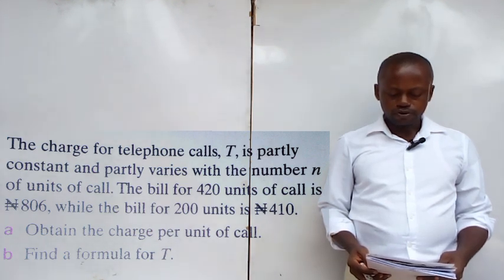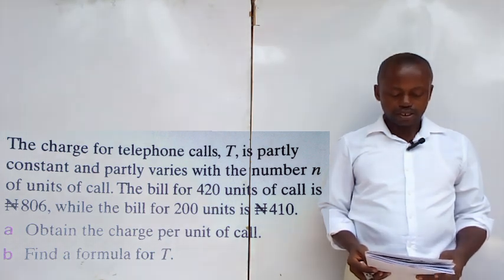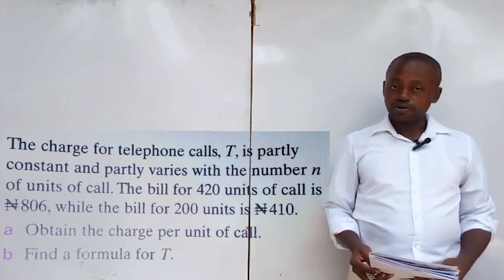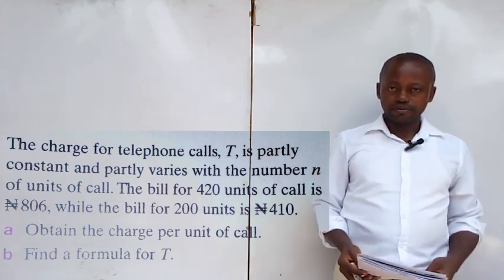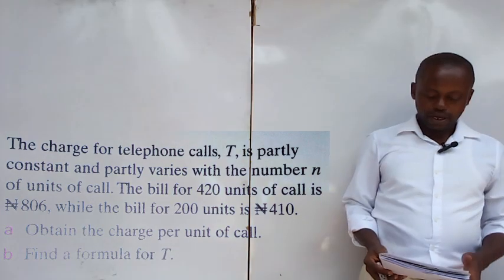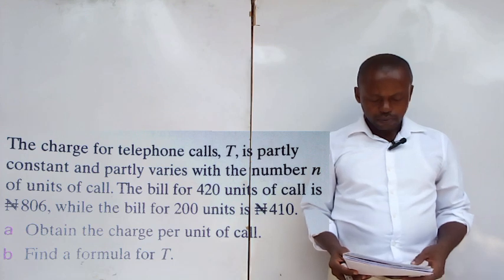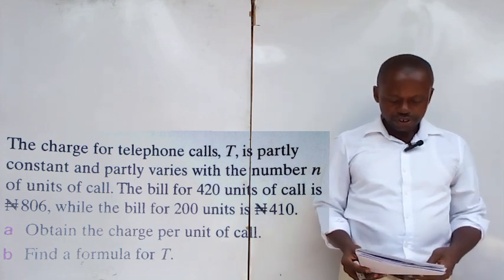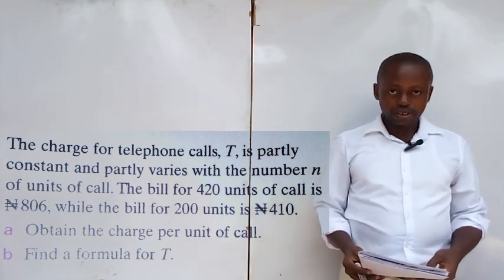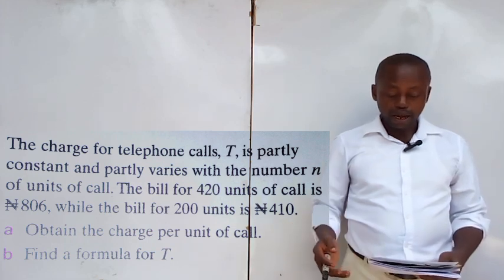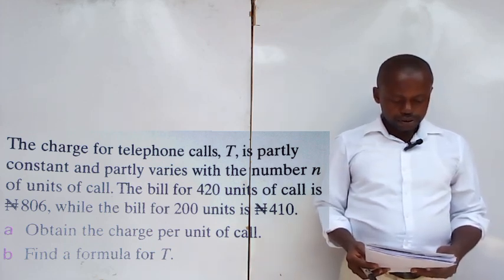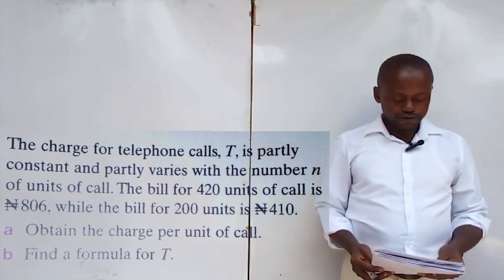The bill for 420 units of call is 806 naira, while the bill for 200 units of call is 410 naira. Please take note that the unit of measurement can be anything. This is in naira, but it can be in dollar, it can be in euro. So far as you know the currency you are using, you can apply it appropriately. It says: A, obtain the charge per unit call. B, find the formula for T.